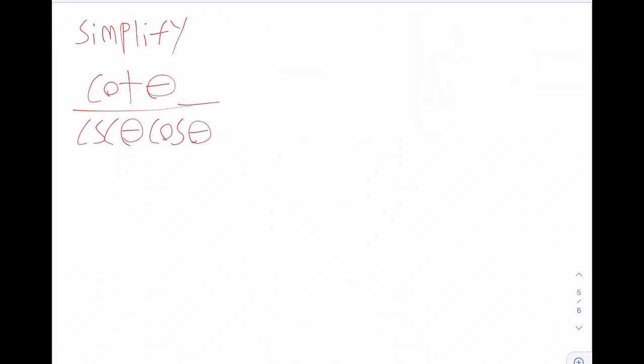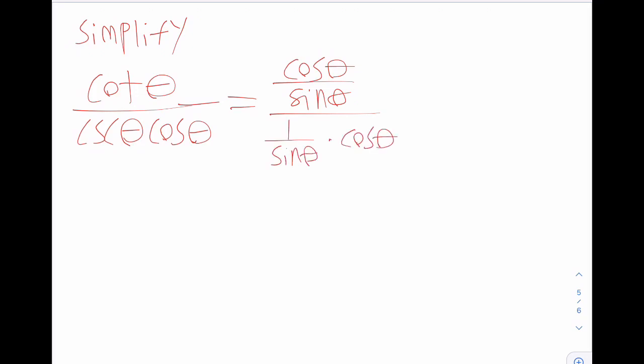Alright guys, there's one more problem. We need to simplify this expression right here. So let's first change all of them into sine or cosine. So cotangent of theta will equal cos of theta over sine of theta. And cosecant of theta is going to be 1 over sine of theta multiplied by cos of theta. And this is going to be cos of theta over sine of theta all over cos of theta over sine of theta.